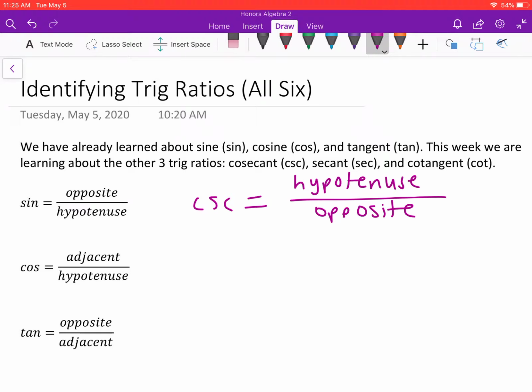Secant is the next one we're doing. We abbreviate that by SEC, and that is going to be the reciprocal of the cosine function. Cosine's adjacent over hypotenuse, so secant is going to be hypotenuse over adjacent.